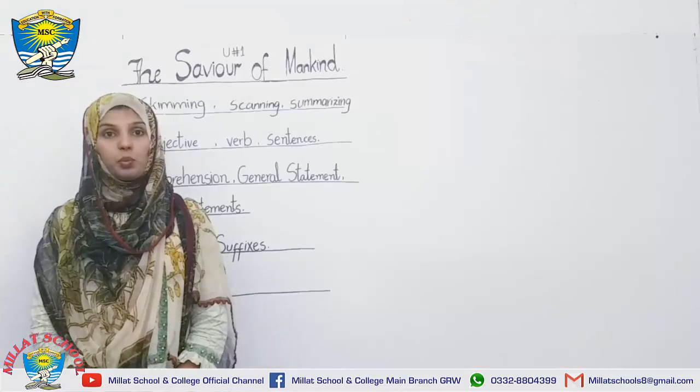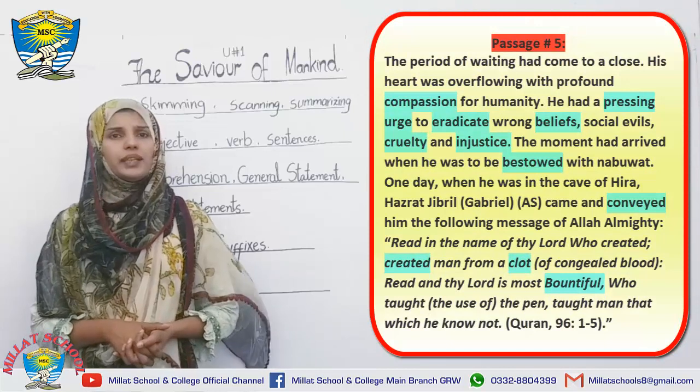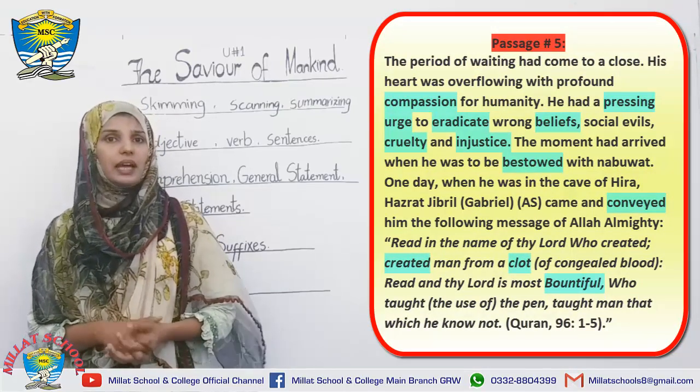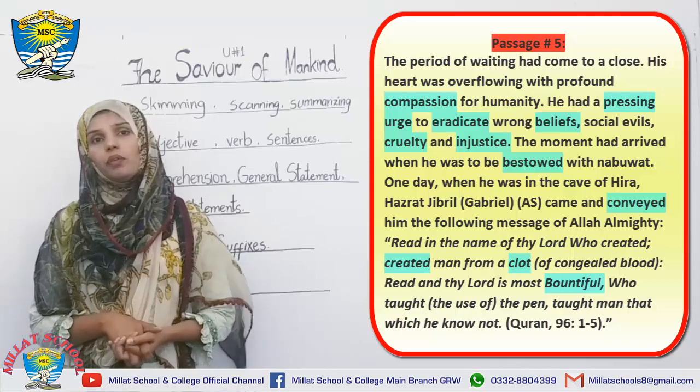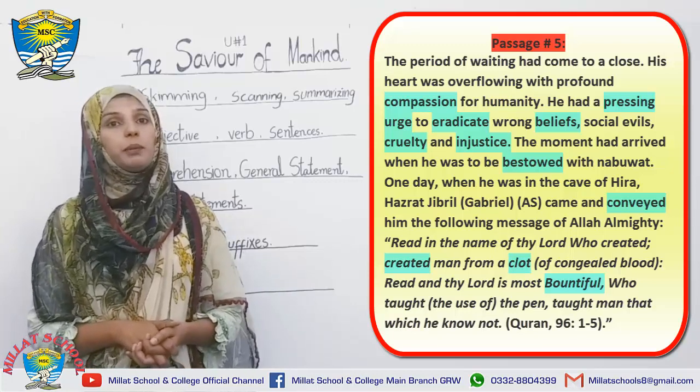Now we will come towards passage number 5 of this unit. What is passage number 5 going to tell us? The main question, the basic idea of this passage, is why Nubuwwat was revealed to Hazrat Muhammad, peace be upon him.